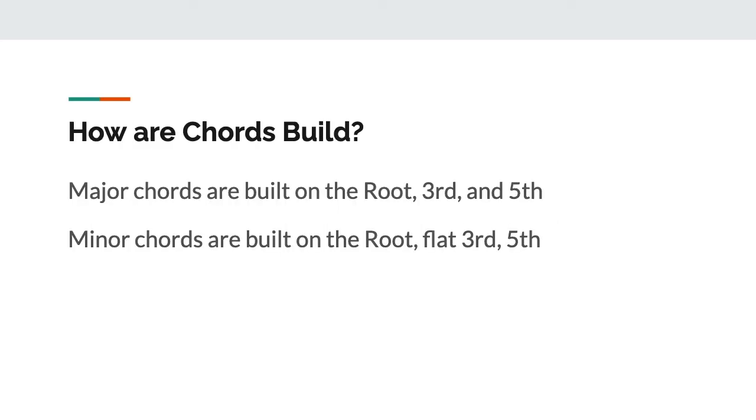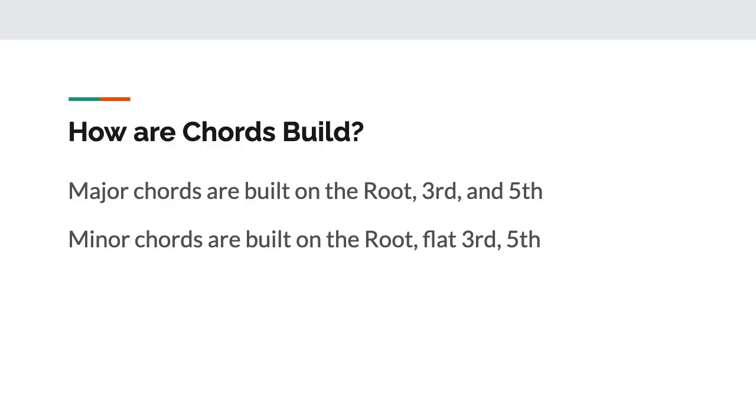How are chords built? Chords are built on the root, by roots, thirds, and fifths. Major chords are built by the root, the third, and the fifth, and minor chords are built by the root, the flat third, and the fifth.